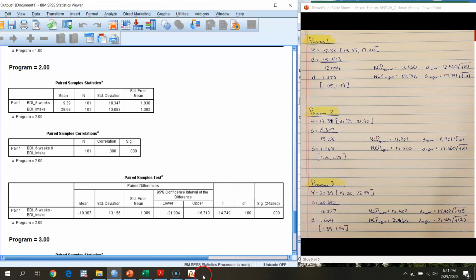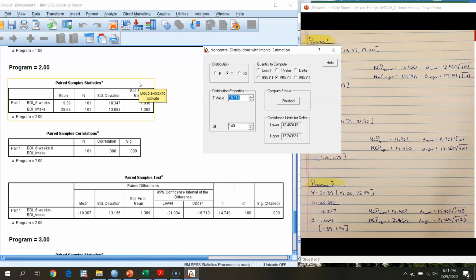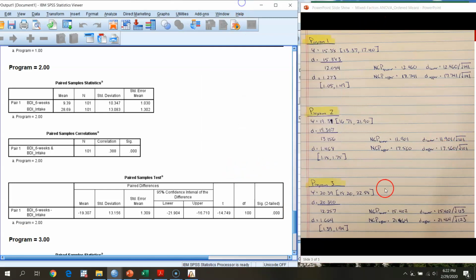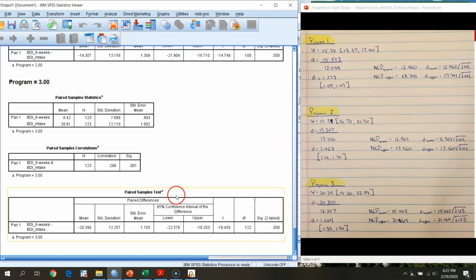And then once again, we pop up our Steiger calculator. The t-value is 14.749 with 100 degrees of freedom. Run that, and it gives us upper and lower limits of our non-centrality parameter. We can back-translate that into upper and lower limits for d, giving a lower limit supported by the data on my effect size of about 1.2, and an upper limit of about 1.8, or 1 3/4 standard deviations. As much as these data support population effects as large as a 1 3/4 standard deviation reduction in symptoms, which is really massive.